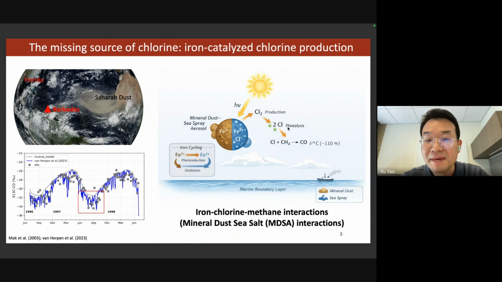Here I made a simple schematic to show these interactions. When mineral dust and sea salt combine, the iron cycling between iron three and iron two can catalyze chloride oxidation to produce chlorine molecules, and further photolysis to chlorine radicals. The chlorine radical reaction with methane will produce a very special carbon monoxide with very depleted carbon-13. The carbon-13 is around minus 100 per mil, while the typical carbon-13 of carbon monoxide is around minus 28. So this is a very special carbon monoxide.